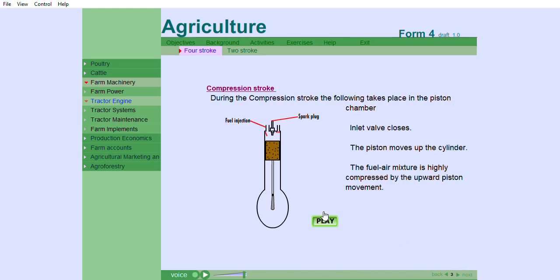Compression stroke. During the compression stroke, the following takes place in the piston chamber. Inlet valve closes, the piston moves up the cylinder, the fuel-air mixture is highly compressed by the upward piston movement.